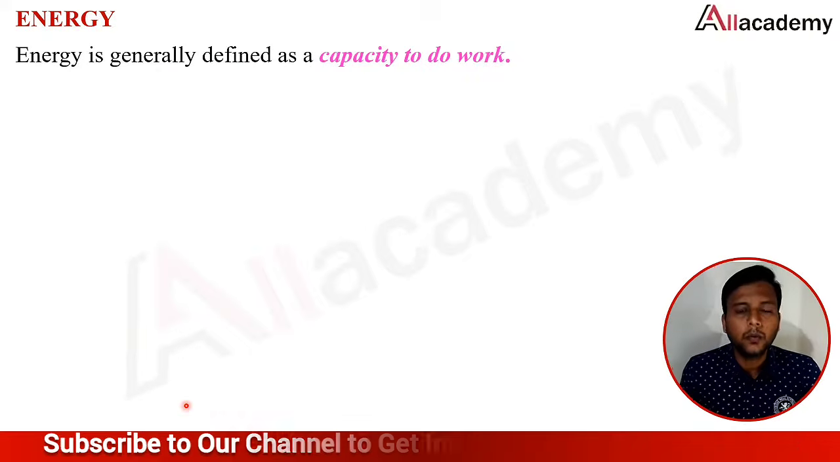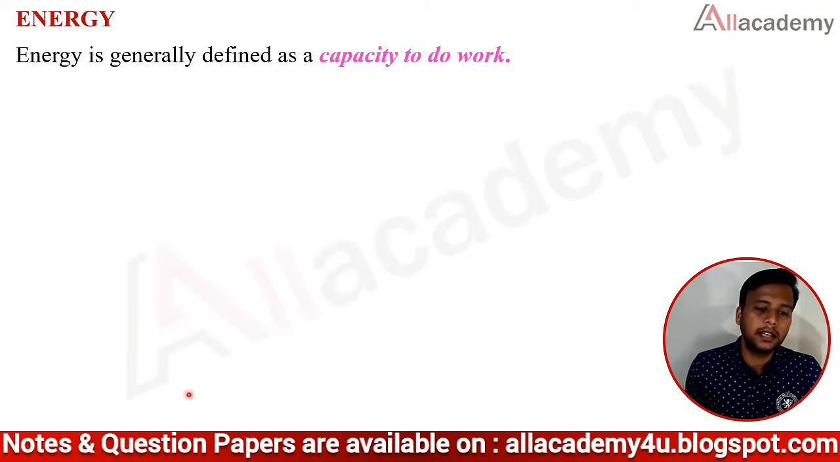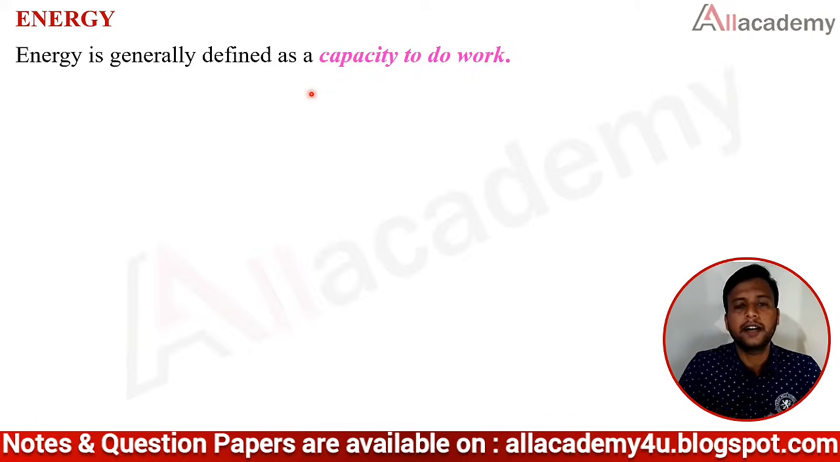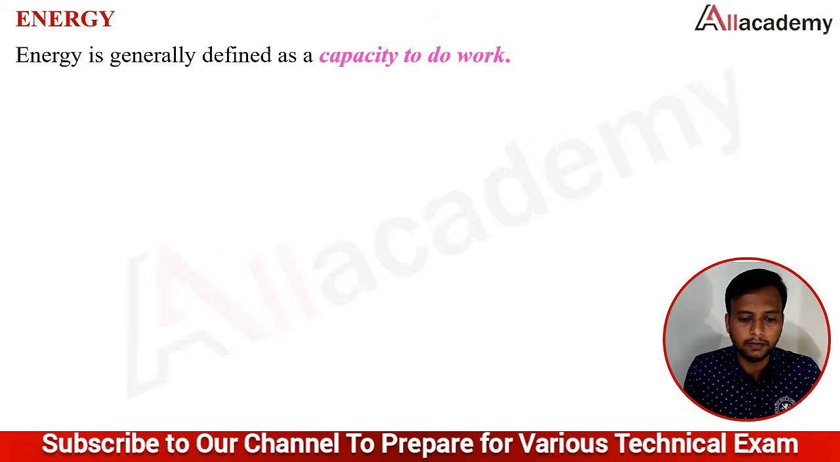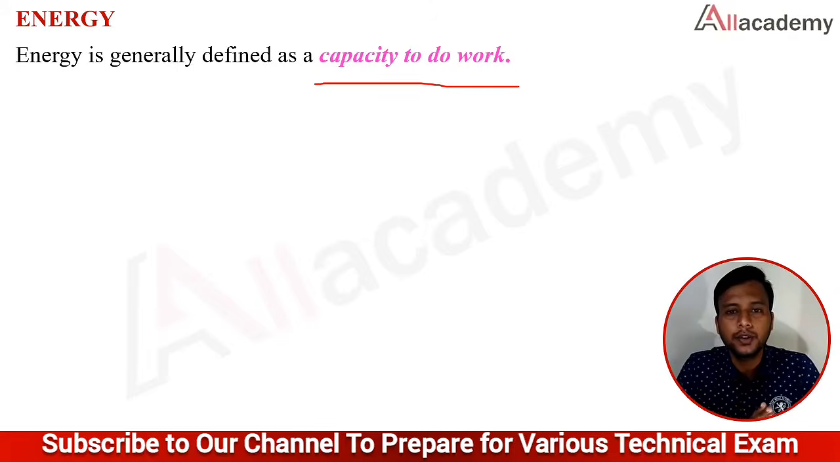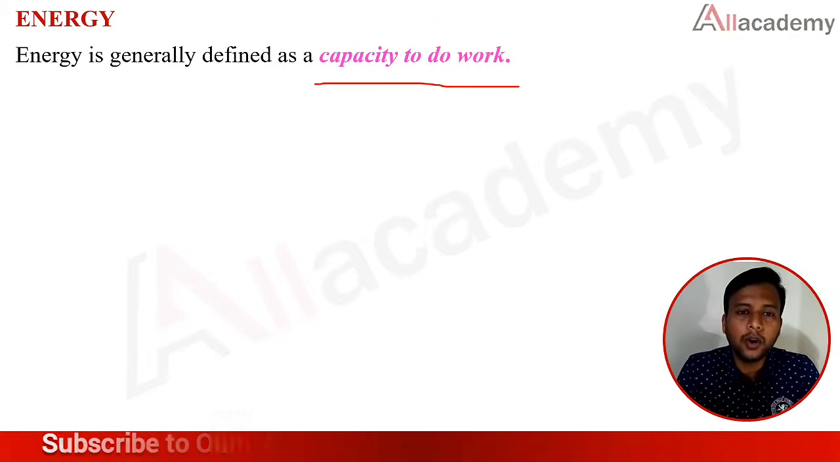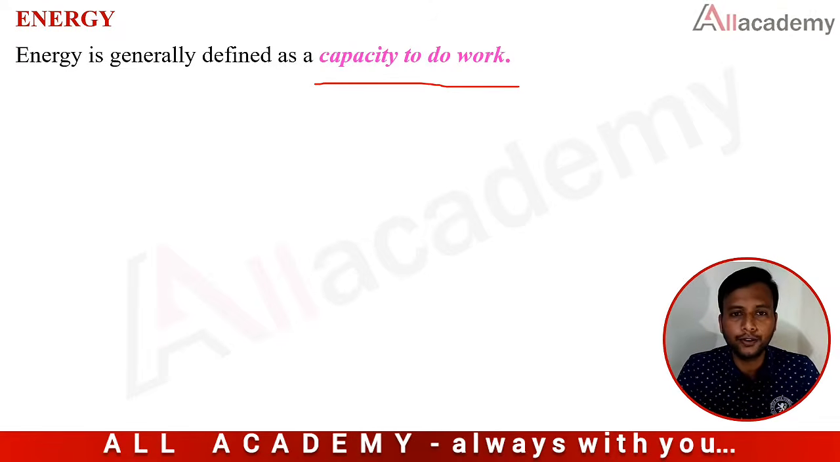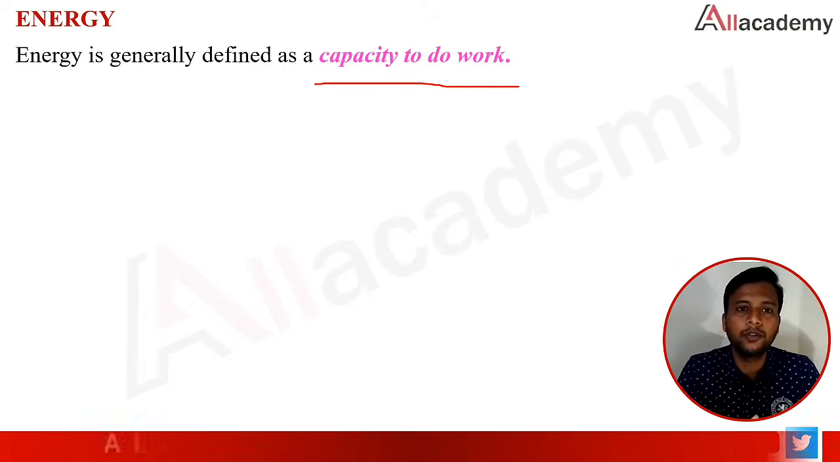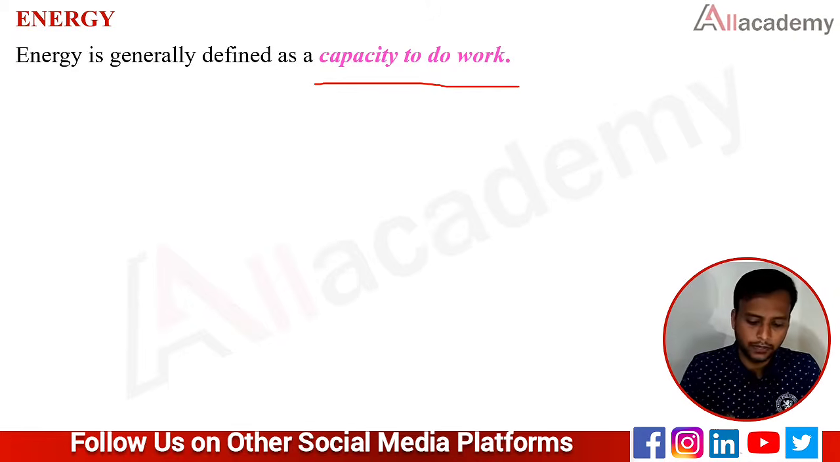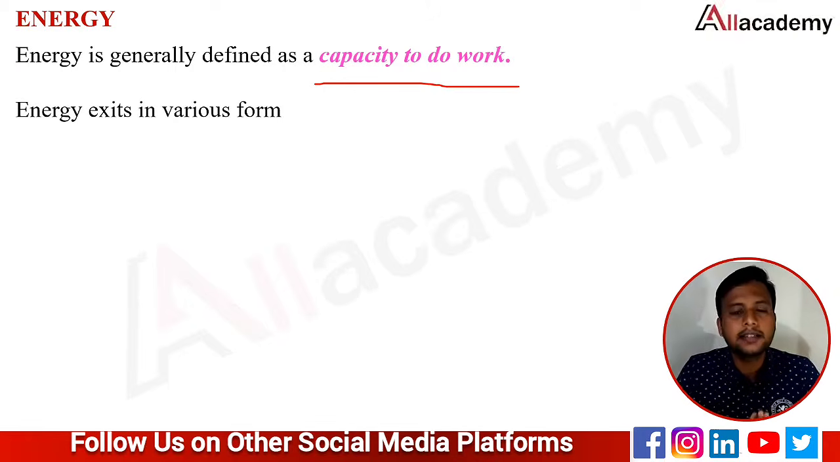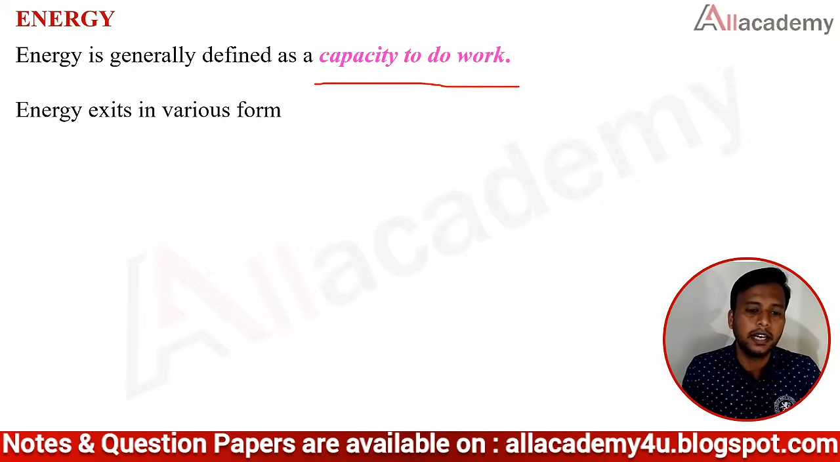Now let us know what is the definition of energy. In general, we can define energy as the capacity to do work. For example, if we want to do any work, we need some kind of energy. That energy is in the form of food. Whatever food we take is converted into some useful energy, and based on that we can perform some work. So energy exists in various forms.